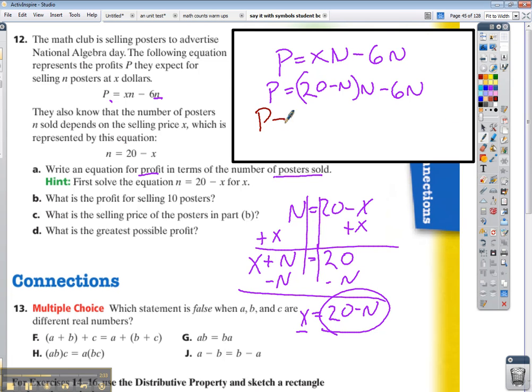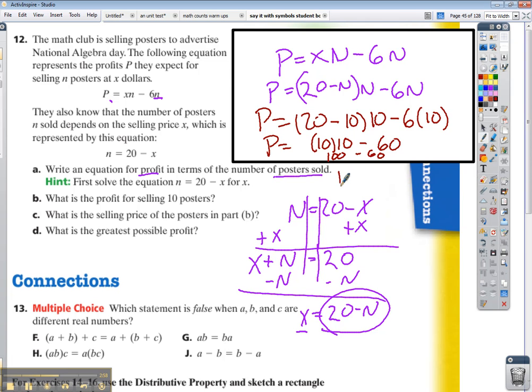So profit is equal to 20 minus 10, because N is 10, times 10 minus 6 times 10. So profit is equal to 10, because 20 minus 10 is 10, times 10 minus 60. Well, 10 times 10 is 100, minus 60, so my profit is equal to $40.